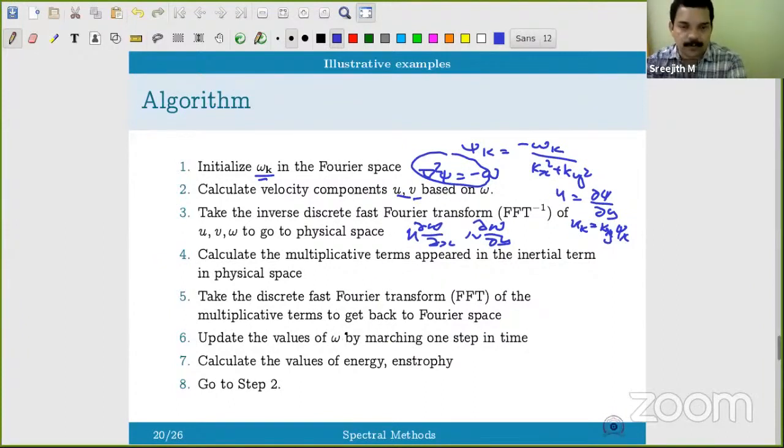Update the value of omega by marching on time step, and calculate the values of energy and enstrophy. So that's the algorithm procedure for finding the solution by this method.